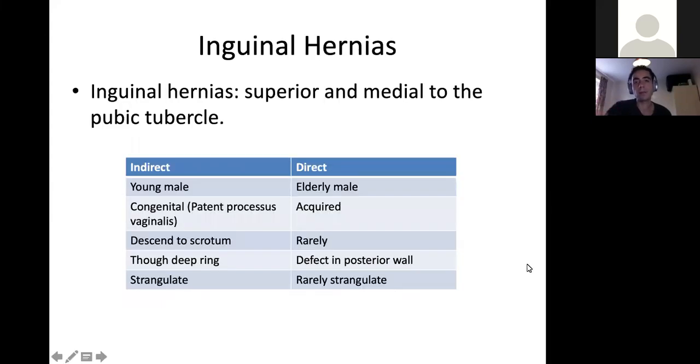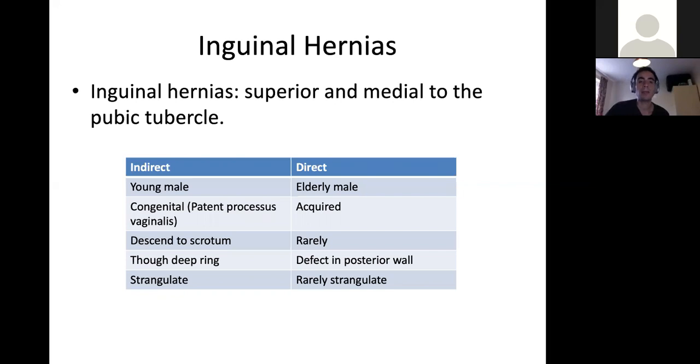So when we think about inguinal hernia, obviously we said it's superior or medial to the pubic tubercle. We think, is it direct or indirect? Indirect tends to be in the younger population, direct in the more elderly population. Indirect does happen with a patent processus vaginalis congenitally, and direct tends to be more acquired. And there are risk factors for developing a direct inguinal hernia, for example, heavy lifting.